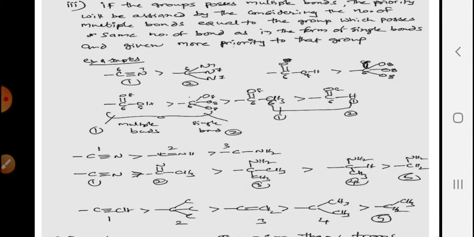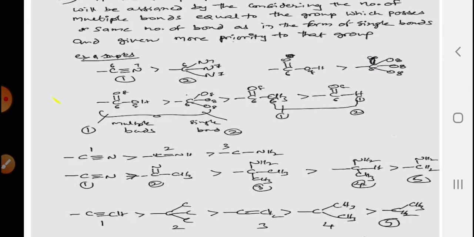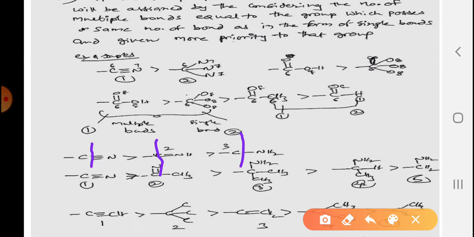And similarly, we can go through the other examples also. I am going to show you the examples I have given here. One is C triple bond N, C double bond NH, C single bond N, and C triple bond N, C double bond NC, C single bond N into 2 alkyl groups, and one CN bond in one alkyl group, only amine group.